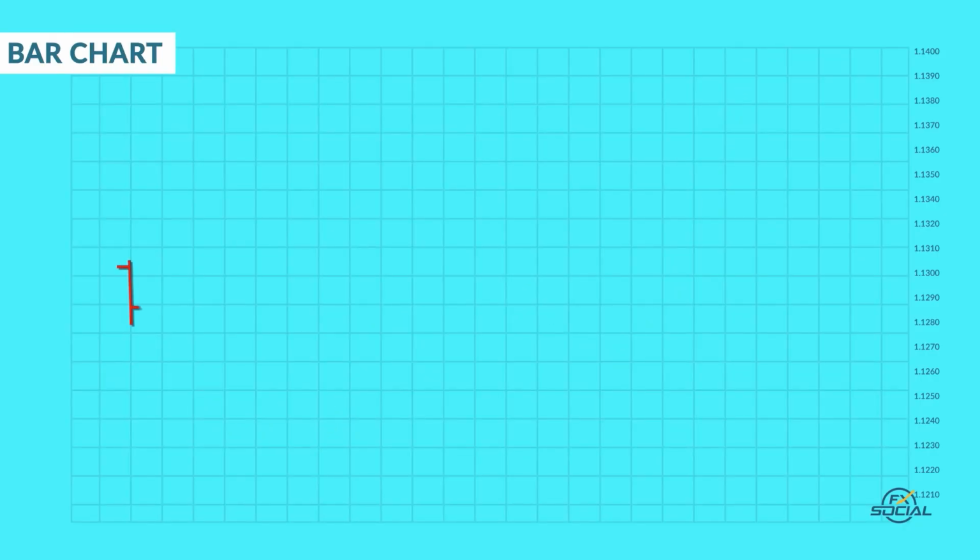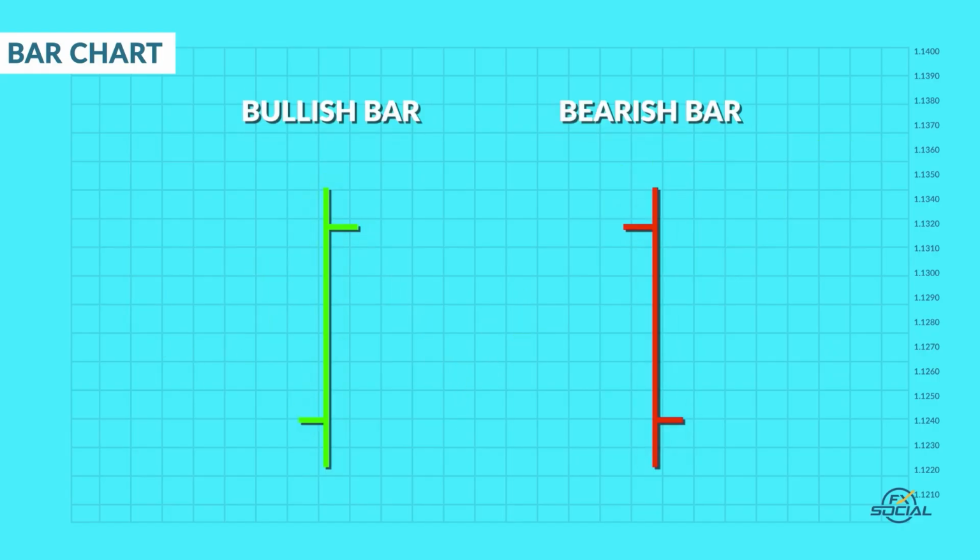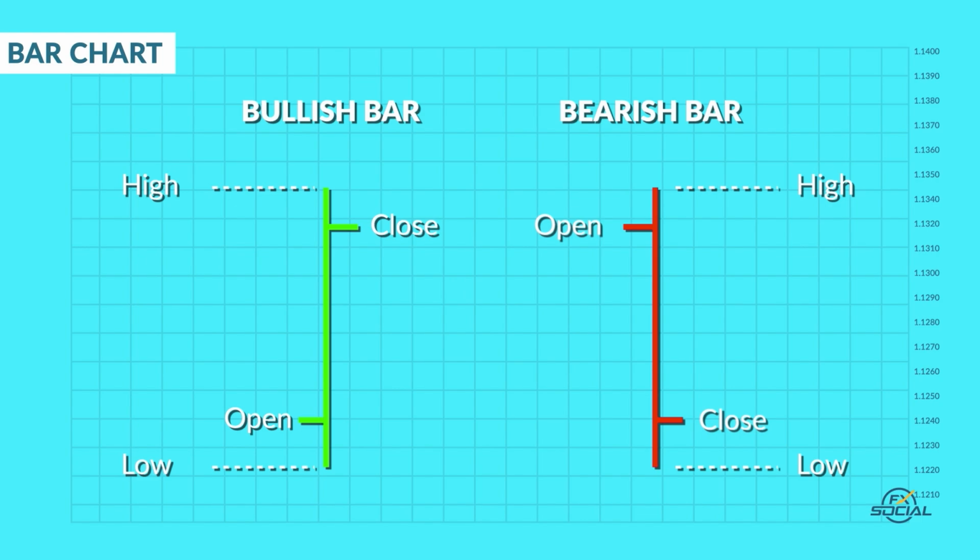A bar chart is a little more complex. It shows the opening and closing prices as well as the highs and lows. The horizontal line on the left shows the opening price. The bottom of the vertical line shows the lowest price for that specific time period. The horizontal line on the right shows the closing price, while the top of the vertical line shows the highest price for that specific time period.